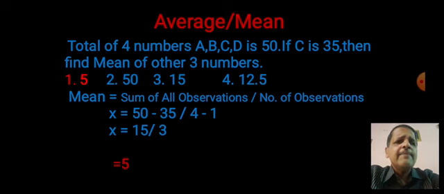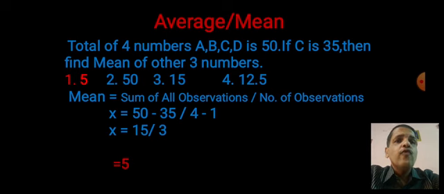One simple example I will take here. Total of 4 numbers A, B, C, D is 50. If C is 35, then find the mean of the other 3 numbers. Now keep in mind, mean means sum of all observations divided by the number of observations. So mean is X.